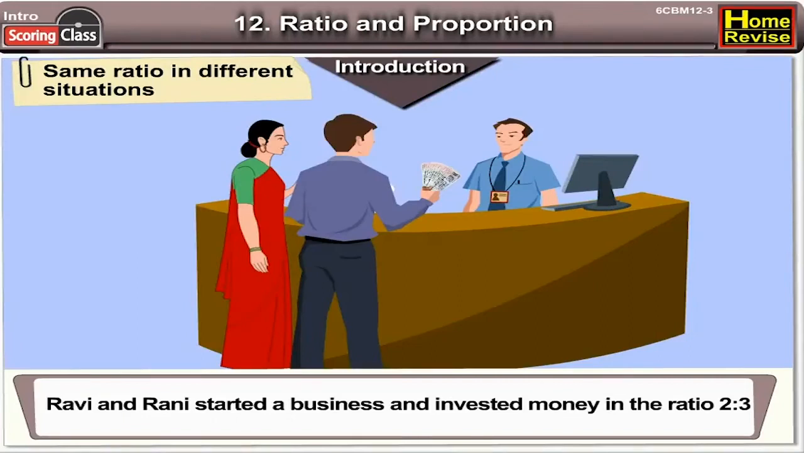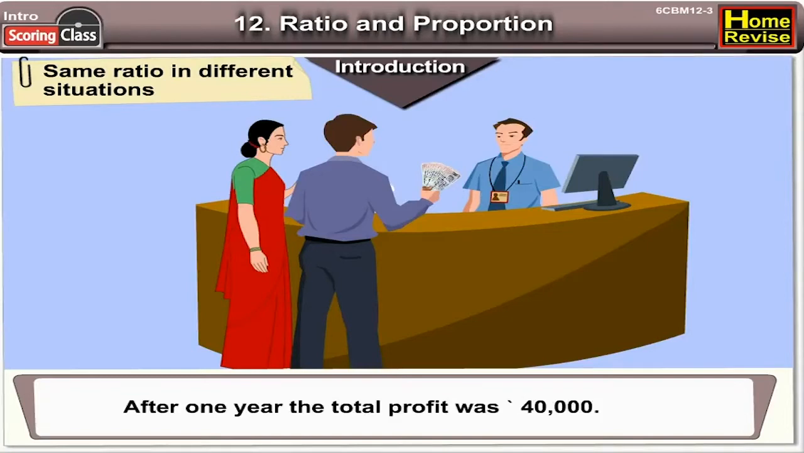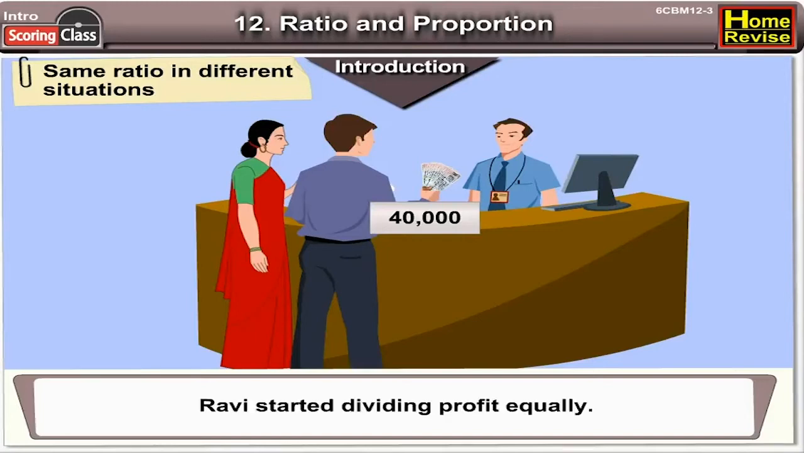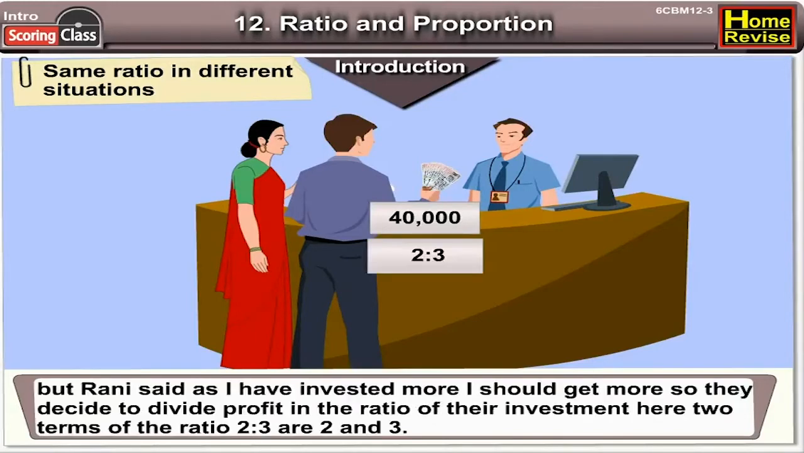Consider one example. Ravi and Rani started a business and invested money in the ratio 2:3. After 1 year, the total profit was rupees 40,000. Ravi started dividing profit equally, but Rani said that as I have invested more, I should get more. So, they decided to divide the profit in the ratio of their investment.